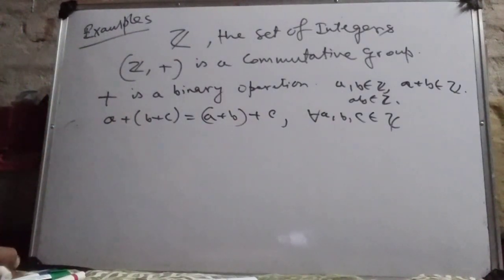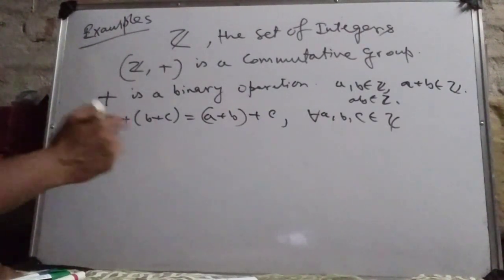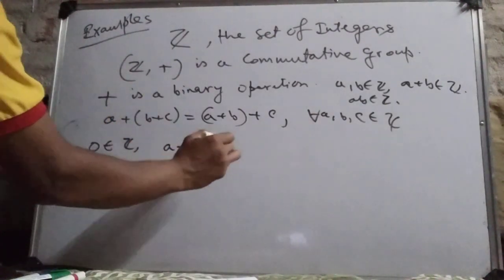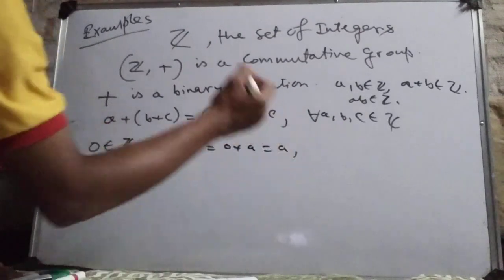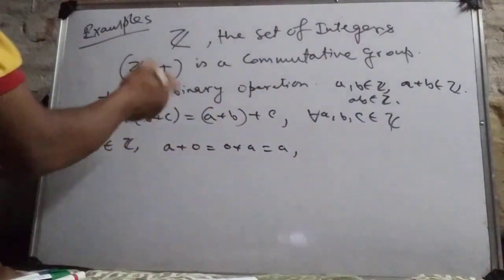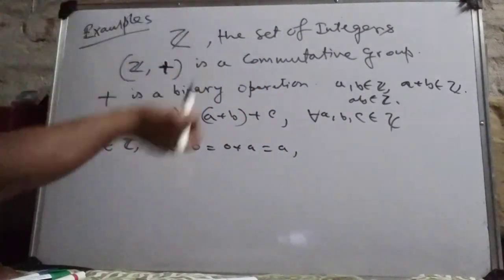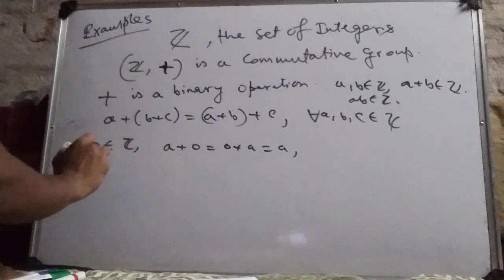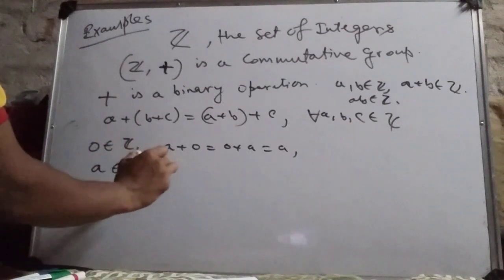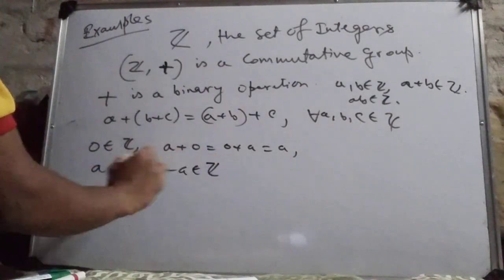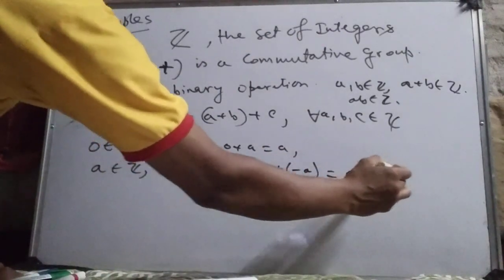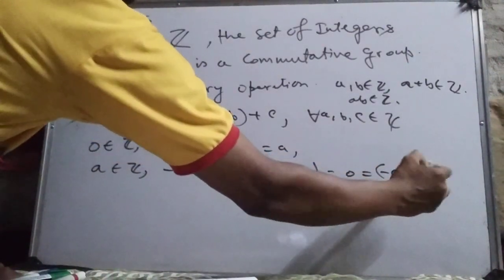Then we progress further. We know that 0 belongs to Z, and a + 0 equals 0 + a equals a. That means 0 is the identity with respect to this plus. Further, if a belongs to Z, then minus a belongs to Z, and a + (-a) equals 0 equals (-a) + a.